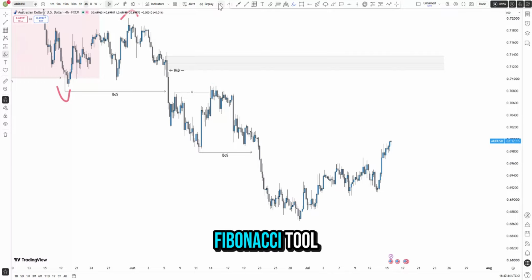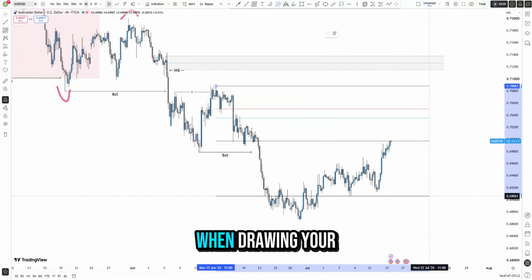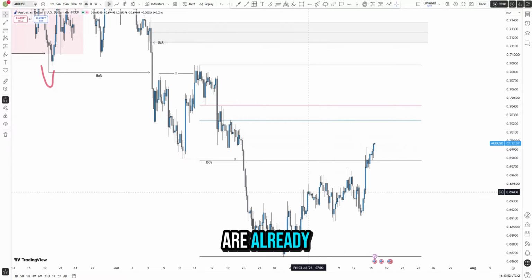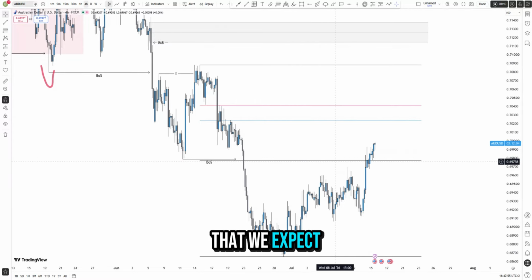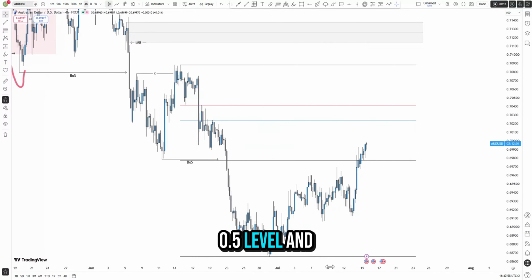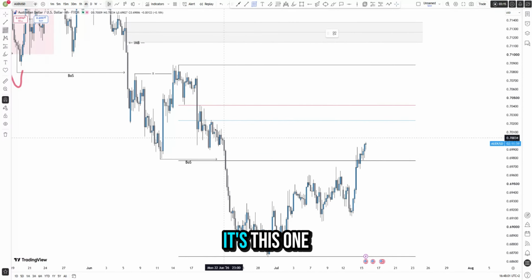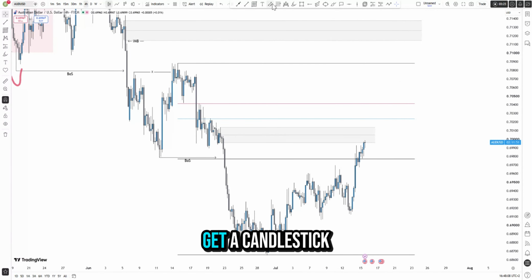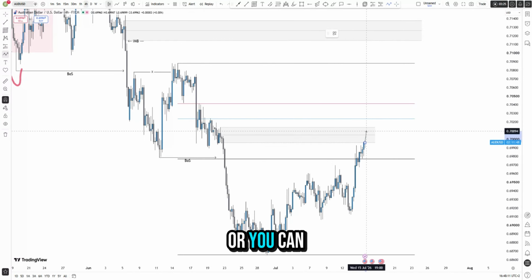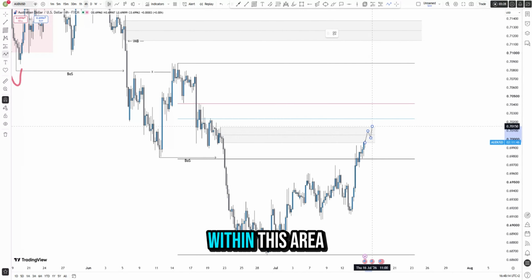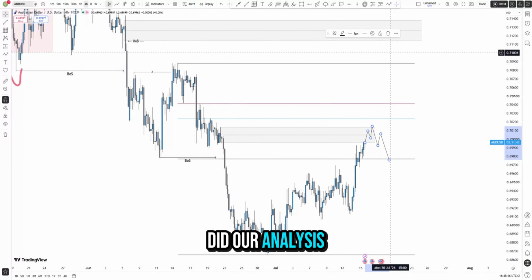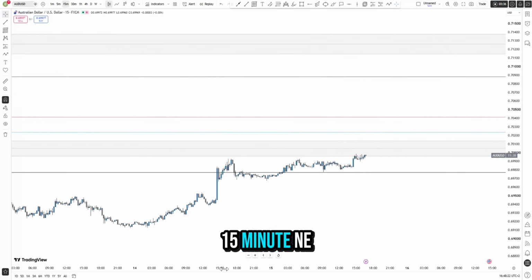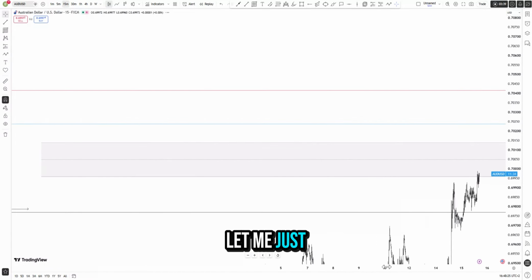And you can also take your Fibonacci tool, if you get confused when drawing your supply and demand. From the high to the low, you can obviously see that we are already above that area that we expect, or above the 0.5 level. And the first area of interest is this one here, around this point. So around here we expect to get a candlestick confirmation, or you can just wait for your market structure shift within this area. And since we did our analysis on the 4-hour time frame, the entries should be on the 15-minute. So looking at the 15-minute, let me just zoom out.